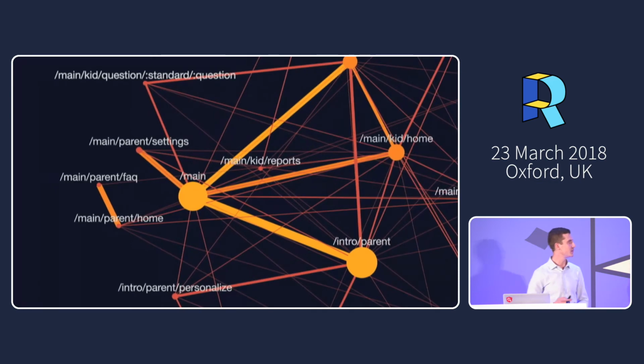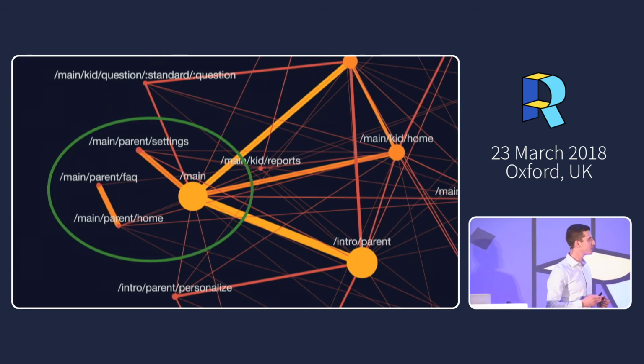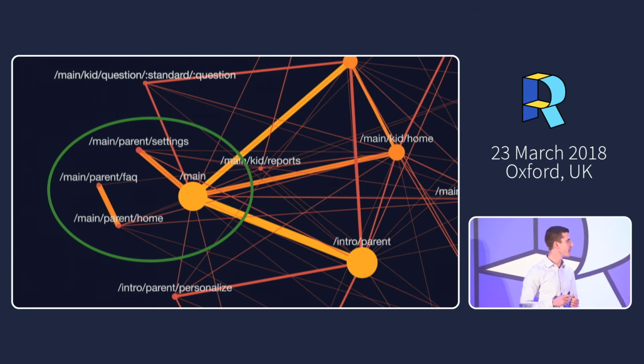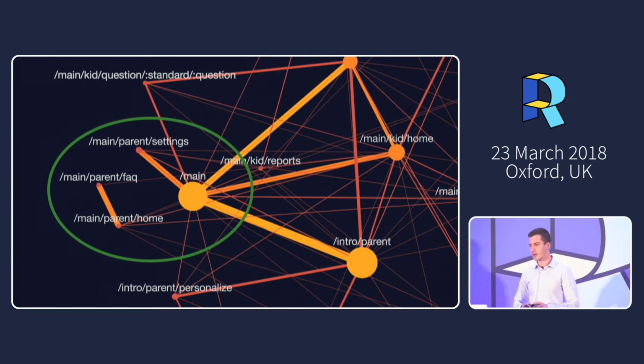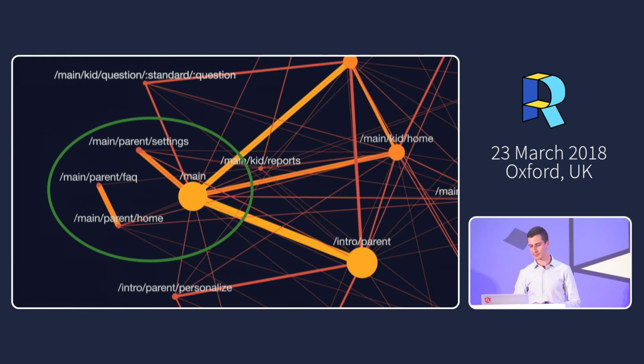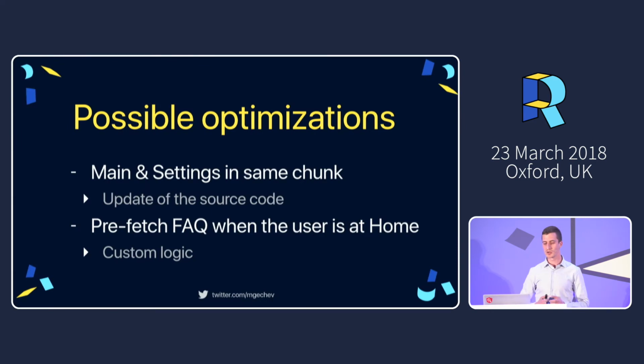But if we look specifically at this part of the graph, we can see that there is a direct, very thick connection between the main page and the settings page, and also between the home page and the FAQ page. So two possible optimizations that we can perform are to place main and settings into the same chunk, and prefetch FAQ when the user is on the home page. Unfortunately, for both things, we'll have to apply some manual logic.